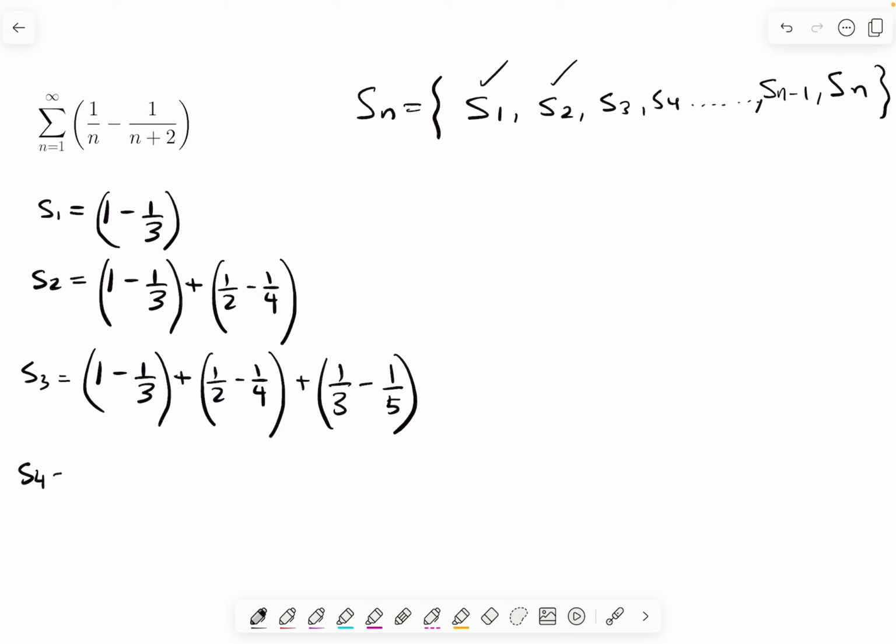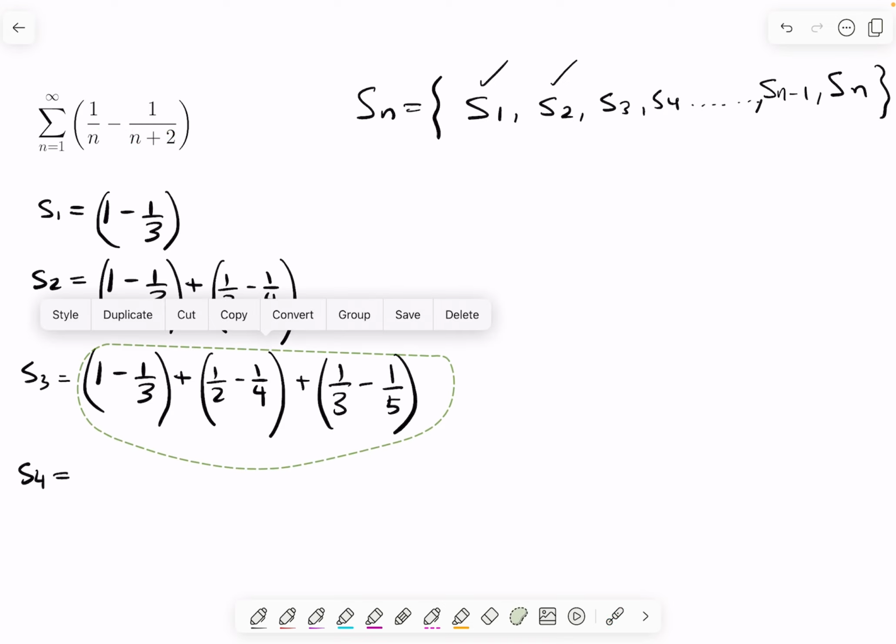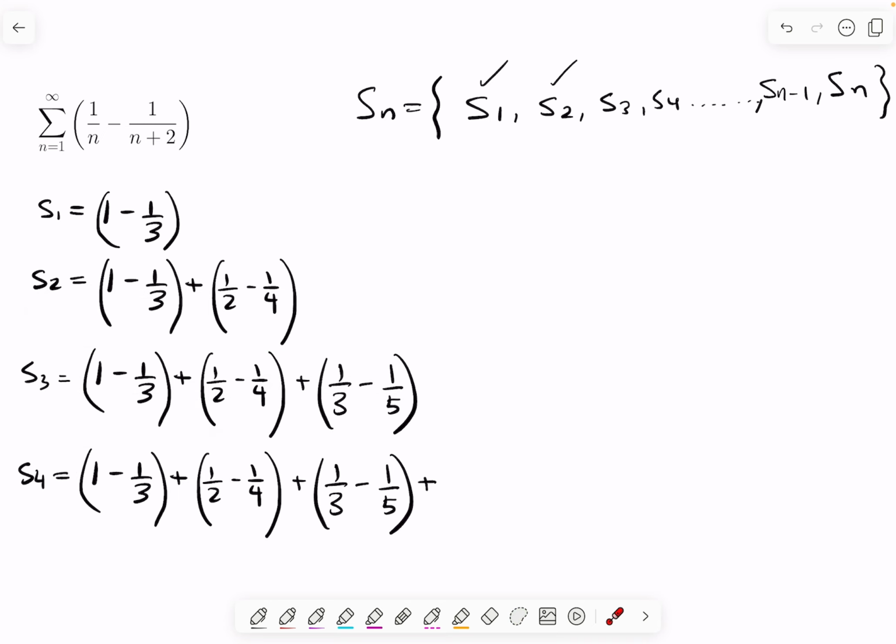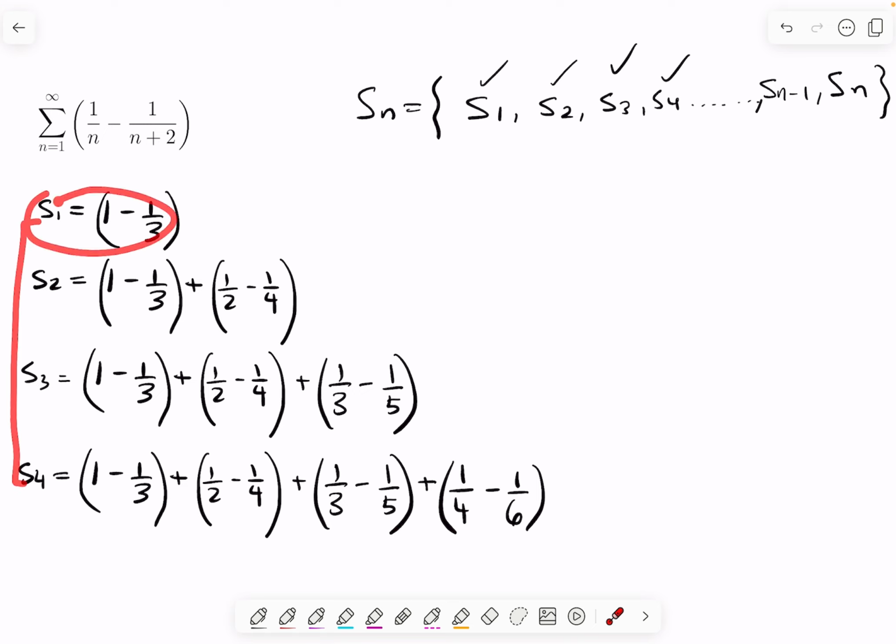And I'm going to do one more. So s sub 4 includes a sum up until 4, so that includes the sum up until 3. And you plug in 4: 1/4, and then 4 plus 2, that's 6. The reason why we find more than one s sub n is because we want to make it easy for us to find a pattern. Because if we just did 1 and we looked at this, there's not really much to look at.